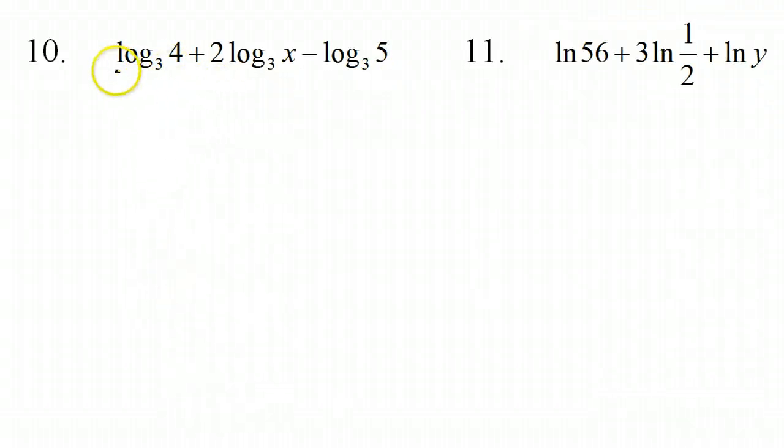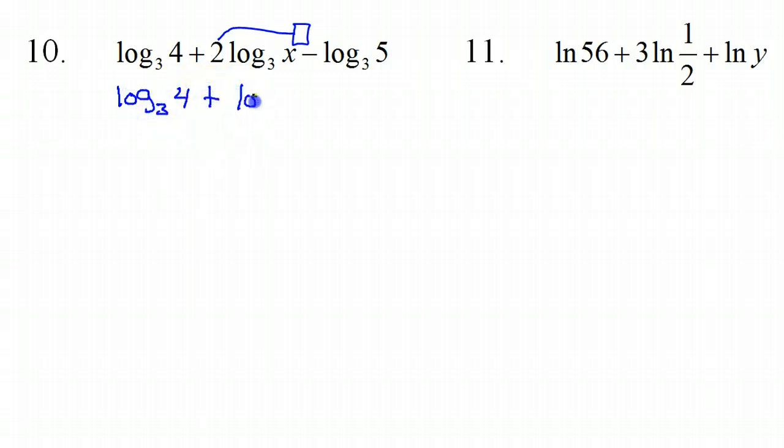Alright, on number 10, first we've got these two. Well, you know what? Slow down, Burton, slow down. First of all, we've got this coefficient. That's going to come over and become an exponent again if we're going to be condensing. So that would give us log base 3 of 4 plus log base 3 of x squared minus log base 3 of 5.